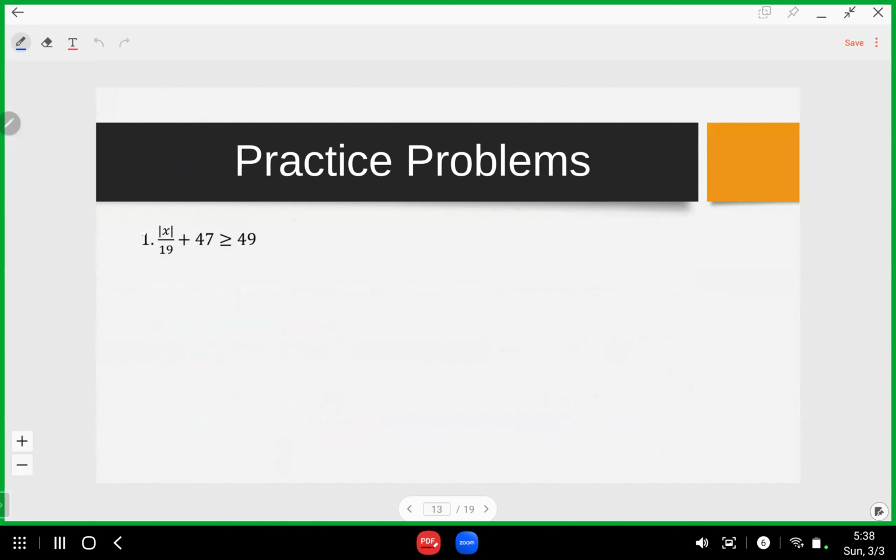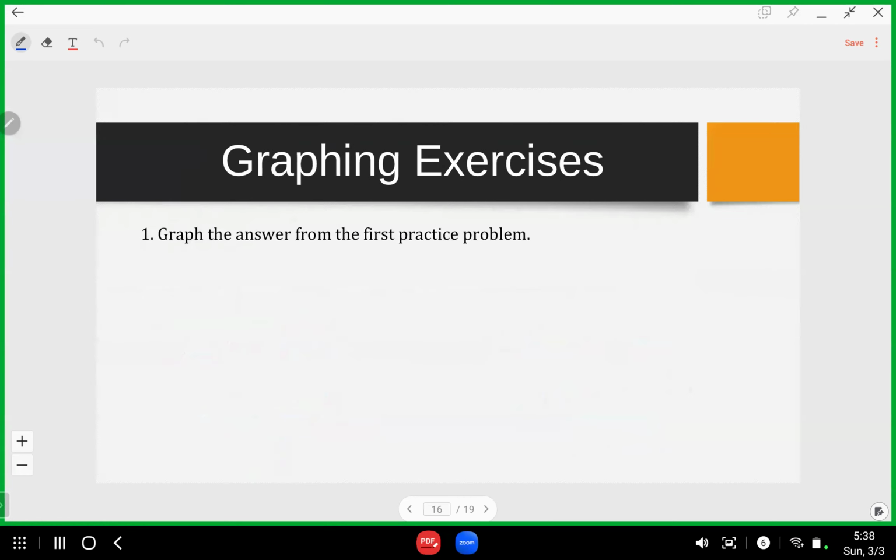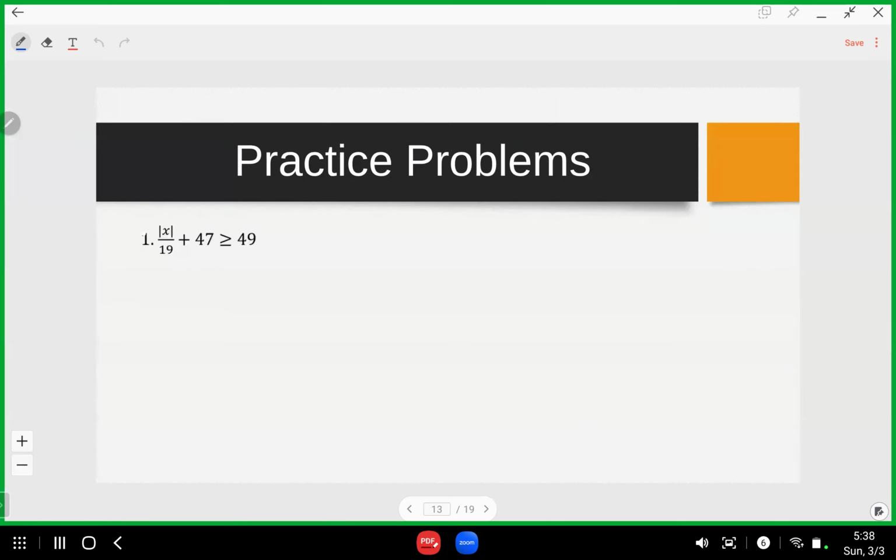Let me see how many practice problems we have. Okay, so we don't need to graph it yet. We'll graph it later. So now let's just work on solving the absolute value and then putting it into interval notation. Okay.